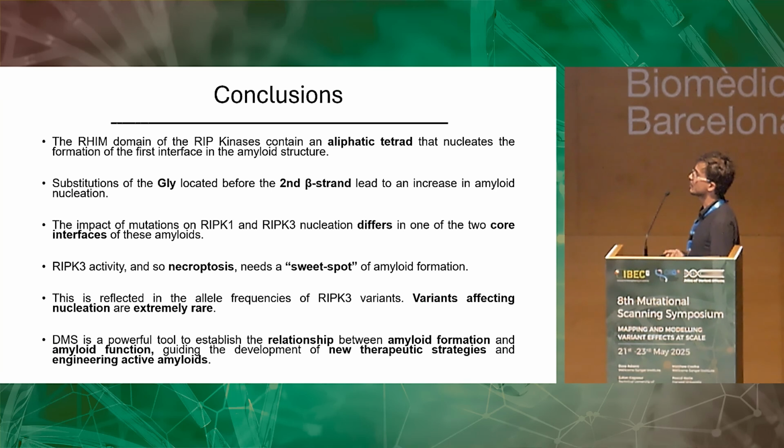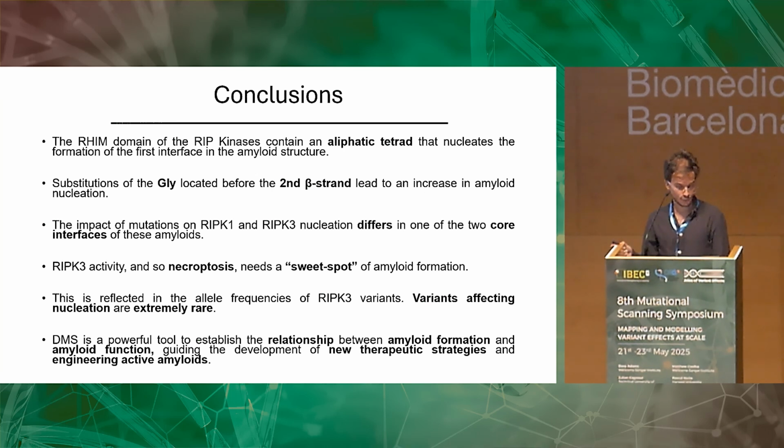So in conclusion, the RHIM domain of the RIP kinases contains an aliphatic tetrad that nucleates the formation of the first interface in the amyloid structure. Substitutions of the glycine located before the second beta strand lead to an increase in amyloid nucleation. The impact of mutations on RIP kinase 1 and RIPK3 nucleation differs in one of the two core interfaces of these amyloids. RIP kinase 3 activity, and so necroptosis, needs a sweet spot of amyloid formation. This is reflected in the allele frequencies of RIPK3 variants. Variants affecting nucleation are extremely rare.